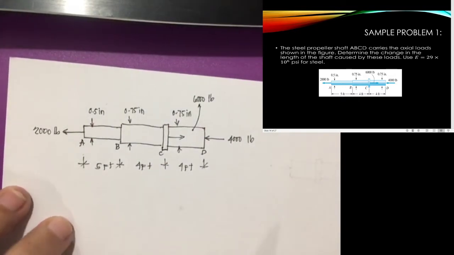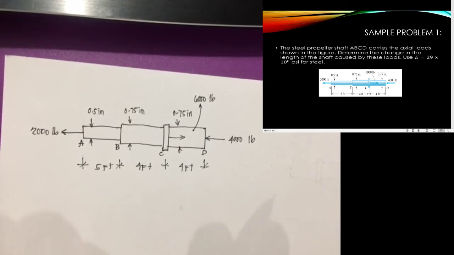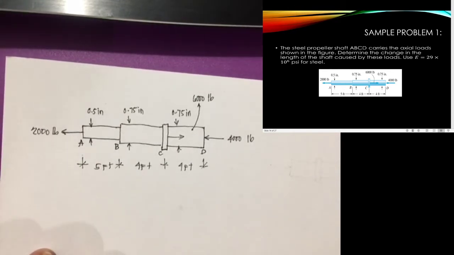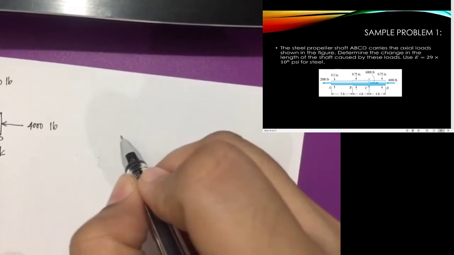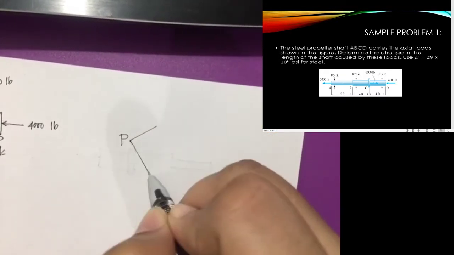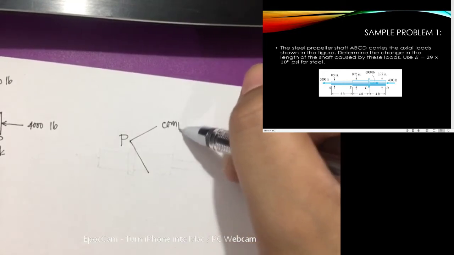Okay, now, the problem says, determine the change in the length of the shaft caused by this load. So that means we're going to determine the total deformation of this shaft as a whole. Deformation, class, the force can have two effects. The force here could be in compression, like this one. And then, the other one is in tension. Tension going away.